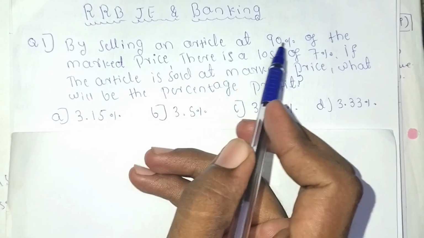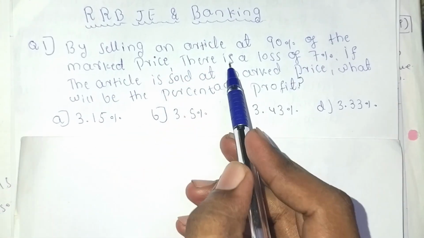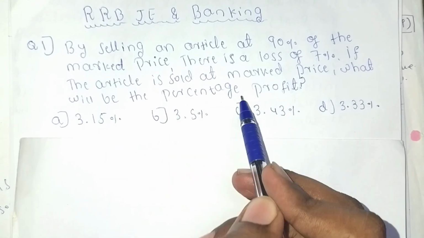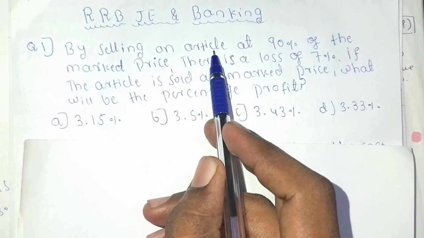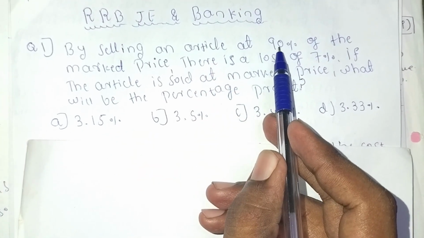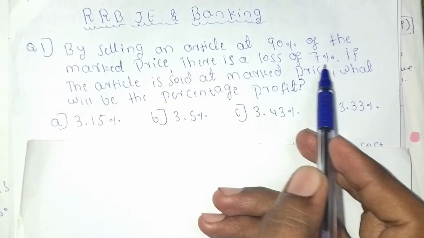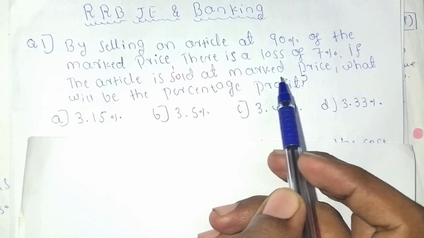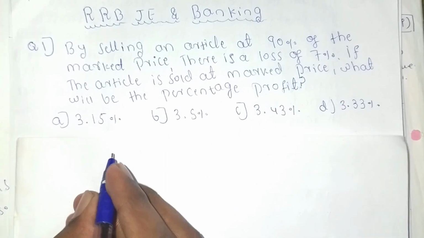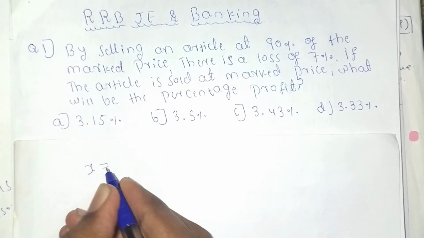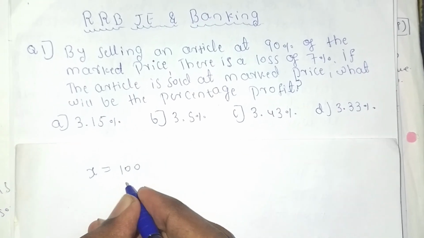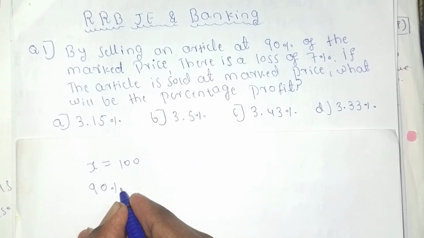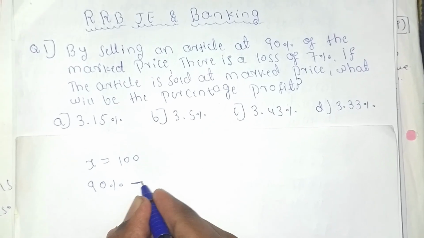By selling an article at 90% of the market price, there is a loss of 7%. If the article is sold at the market price, then what will be the percentage profit? Suppose we sell an article at 90%, it means with a 10% discount, we will face a loss of 7%. And if the article is sold for 100%, then how much profit will we get? Let's see here. Suppose X is an article, we sell it for 100 rupees, with a discount of 10%, it means for 90% we will sell.